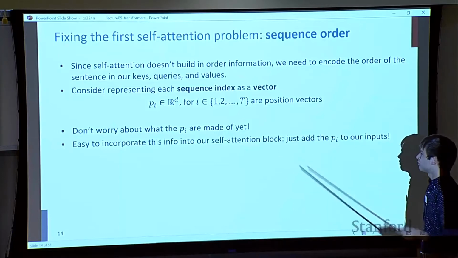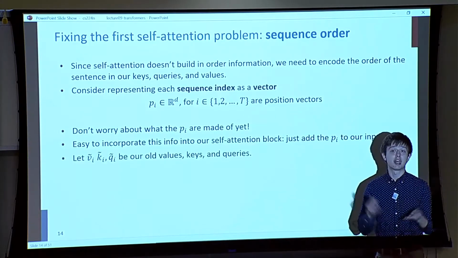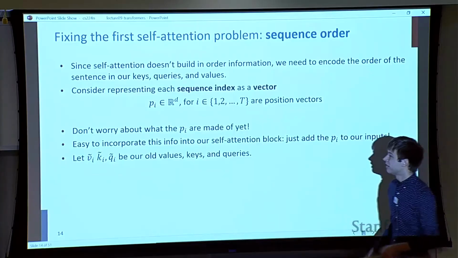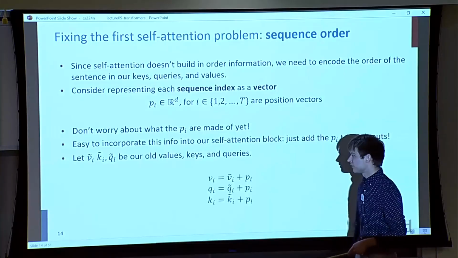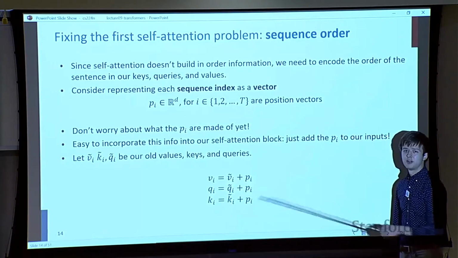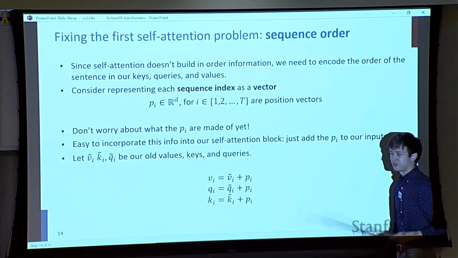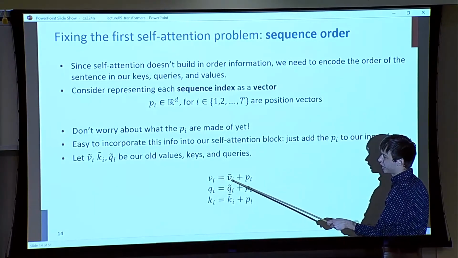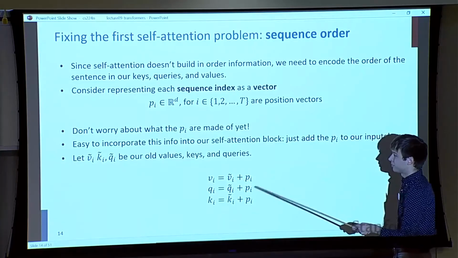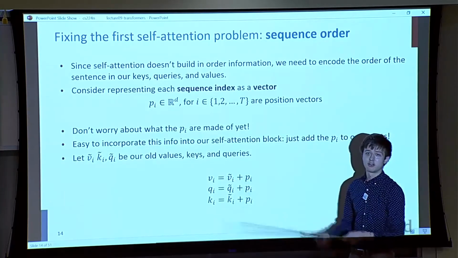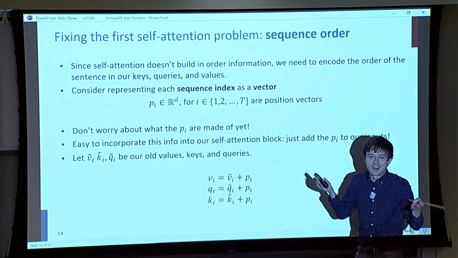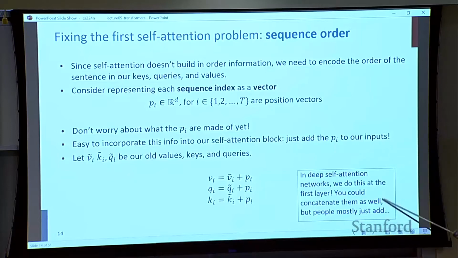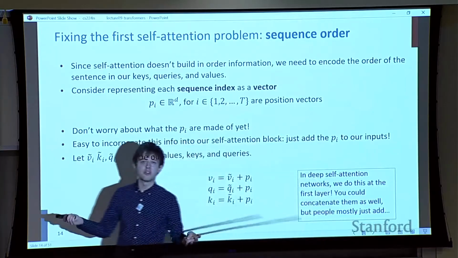But think about this. It's easy to incorporate this information into our attention building blocks. At the first layer, if you let tilde v, tilde k, tilde q be our old values, keys, and queries, we can just add. We could do other stuff too, but in practice we just add. So v_i is equal to v tilde_i, our orderless value vector, plus p_i. So this might be your embedding vector, and then you add the index that it's at to its vector. And you might only do this at the first layer of the network, for example. So you do the same thing for the query and the key.